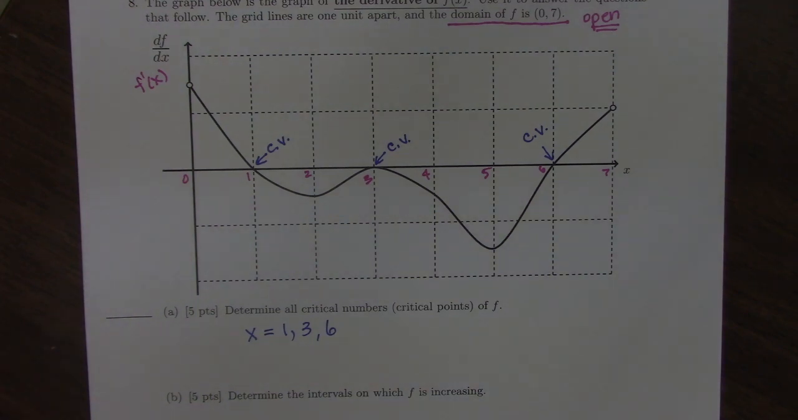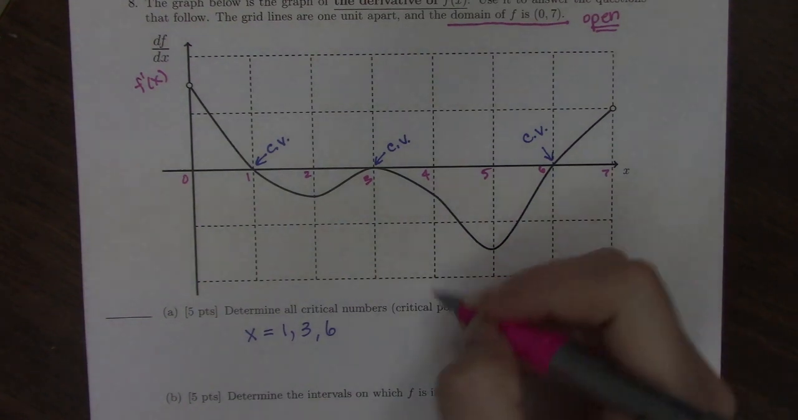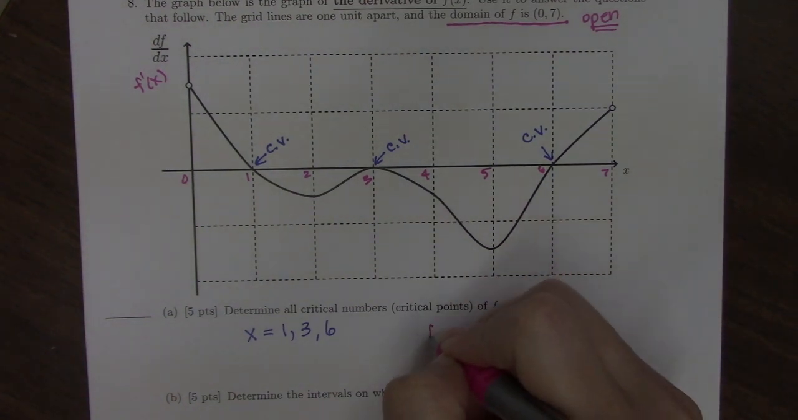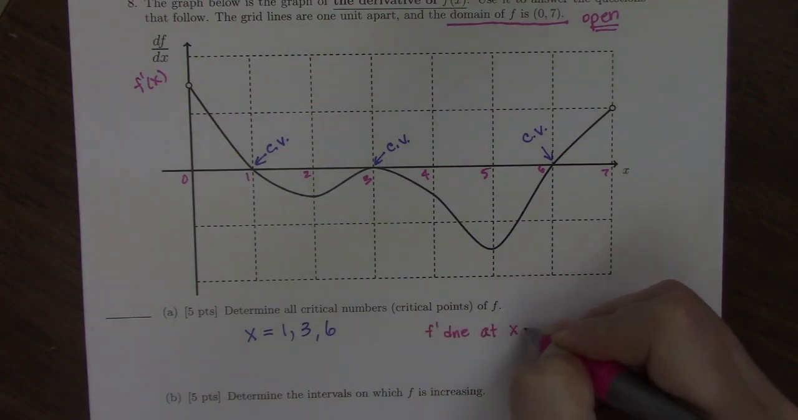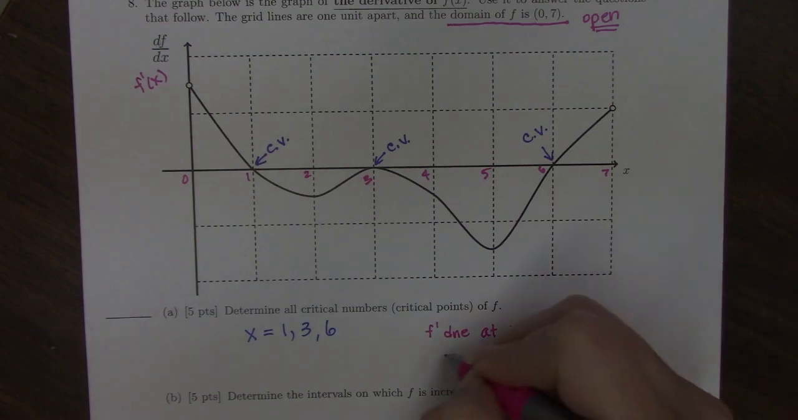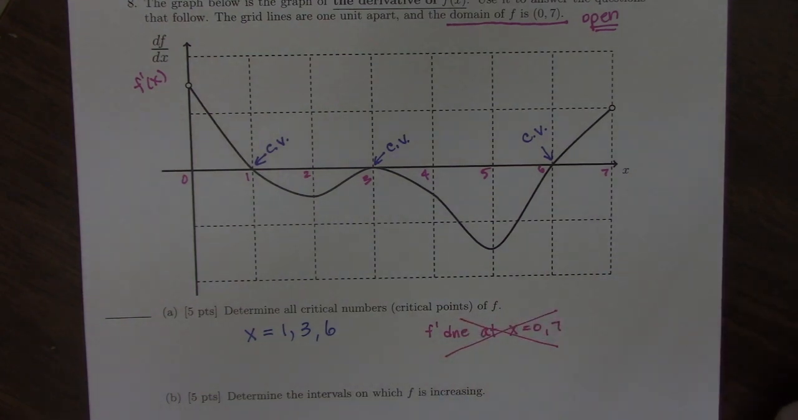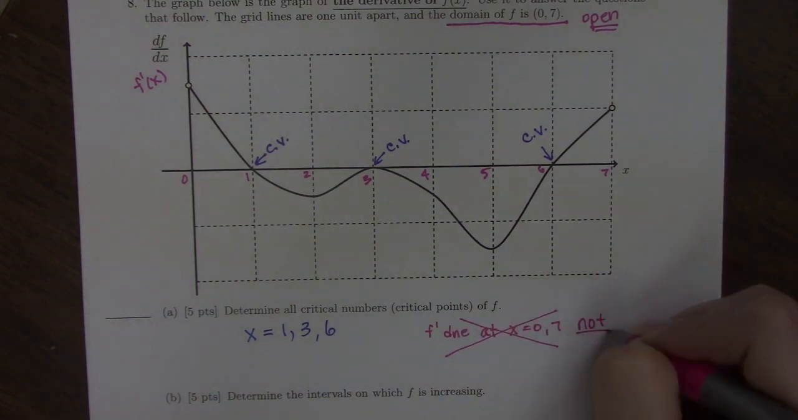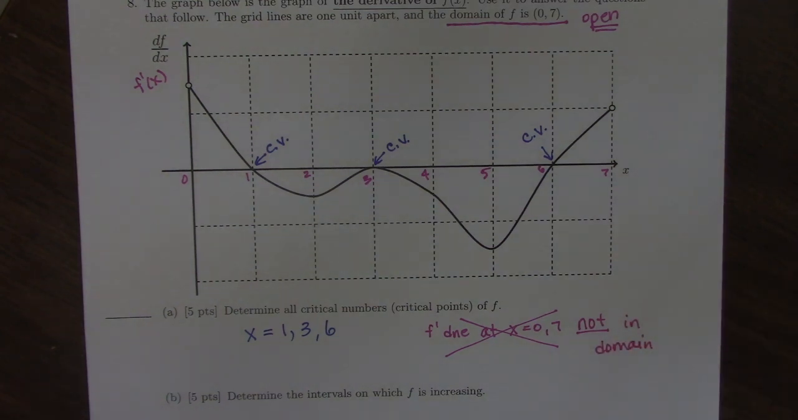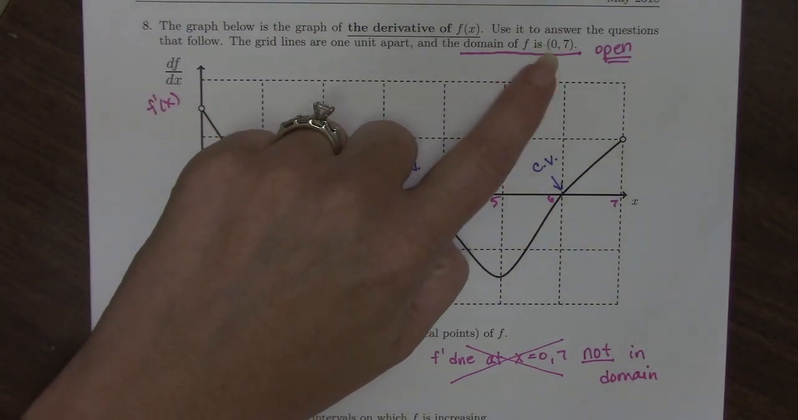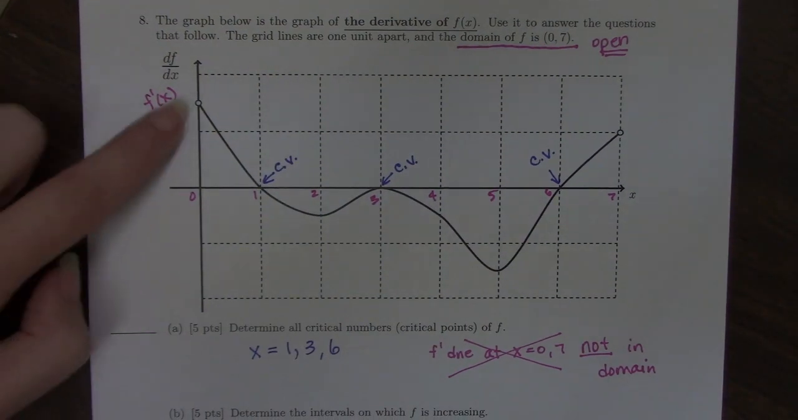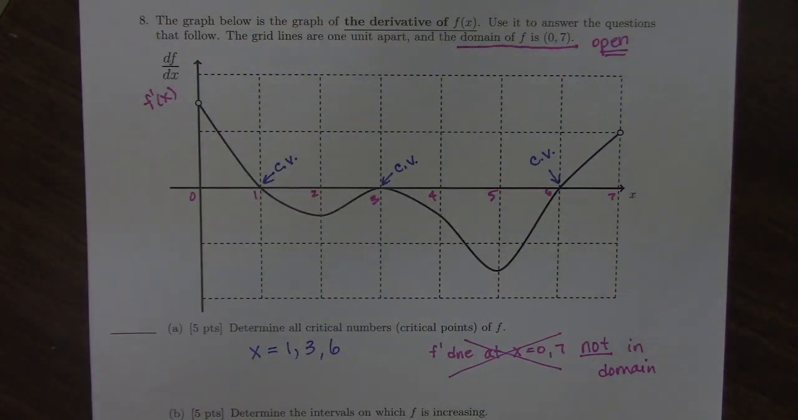Now, a very common wrong answer is somebody might try to say that f prime does not exist at x equals 0 and 7, and that would be wrong for this function because they're not in the domain. And that's why, if you didn't do that domain check and check that this was open, you might try to say, oh, I see an open circle, the derivative doesn't exist there, okay?